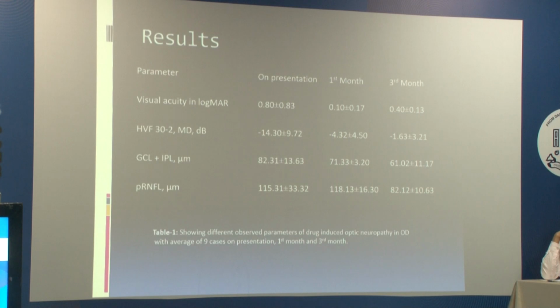GCL again was decreased from 82 to 61.02 in the third month, and PRNFL on presentation was 115.31, and it also did not show decrease in the first month, and later on in the third month it decreased.